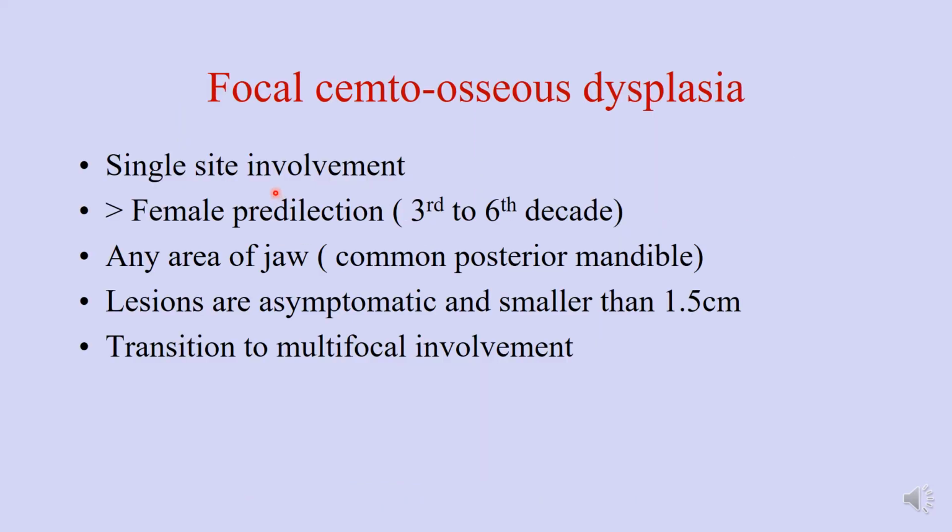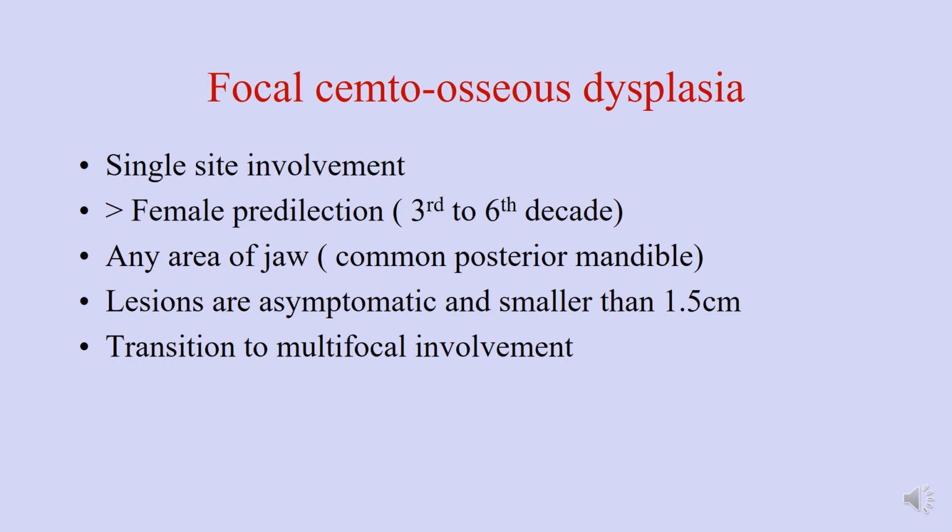Okay, so what is the difference between periapical COD and focal cementosseous dysplasia? Well, when only one site is involved, that means one tooth is involved, then we call it focal cementosseous dysplasia. Periapical cementosseous dysplasia affects all the anterior mandibular teeth. Okay. Again, there's a female predilection, affecting the third to the sixth decade. Any area of the jaw can be affected, but the most common area is the posterior mandibular teeth. Lesions are asymptomatic and smaller than 1.5 centimeters. Many times it is believed that focal cementosseous dysplasia is a transition to multifocal involvement.